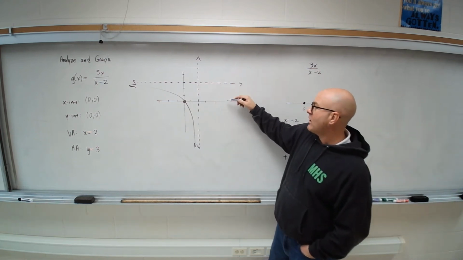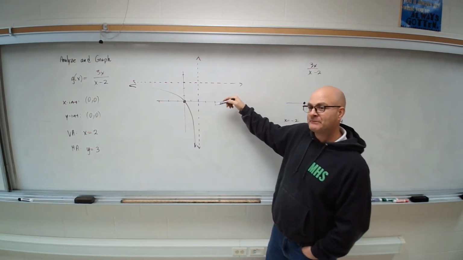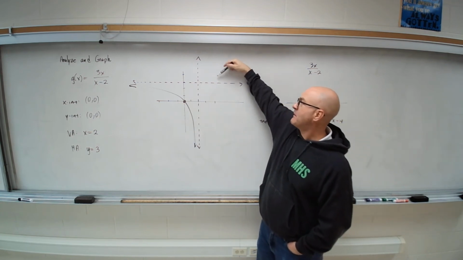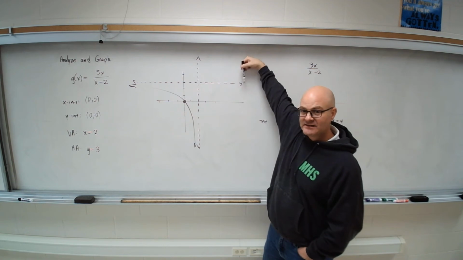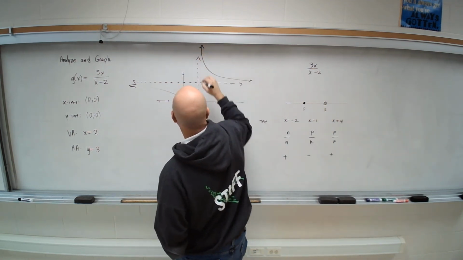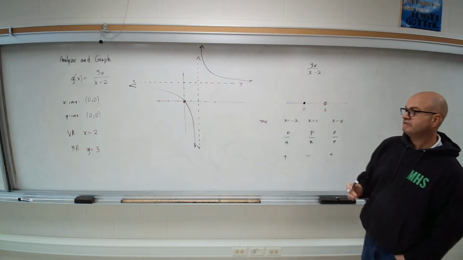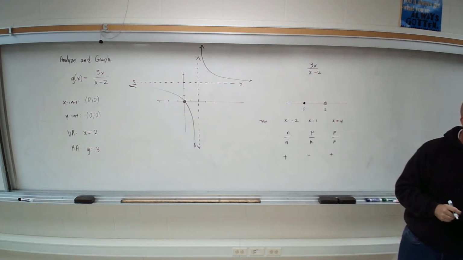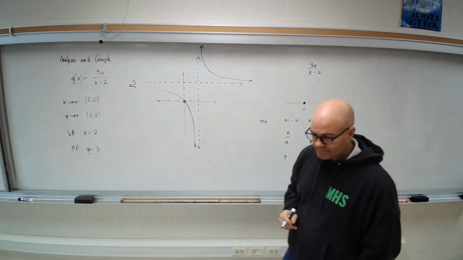Again, we never cross the x-axis. Right? We know it's going to approach this line as we go to the right. Since it's positive, it's going to go up. Right? That's the positive direction. So then our graph would look something like that. Any questions on that? No? Good? All right.